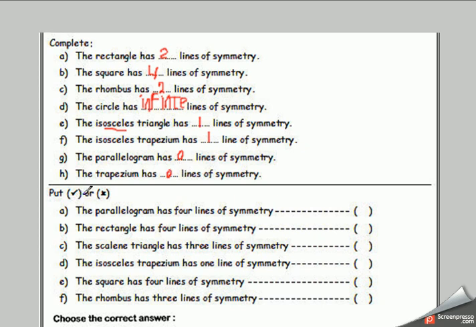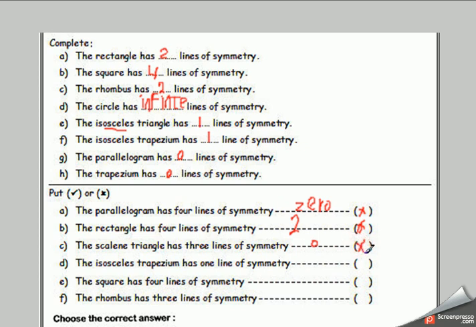Okay, second example, true or false. The parallelogram has 4 lines of symmetry. No, it has 0. The rectangle has 4 lines of symmetry. No, it has only 2. The scalene triangle has 3 lines of symmetry. No, it has 0.